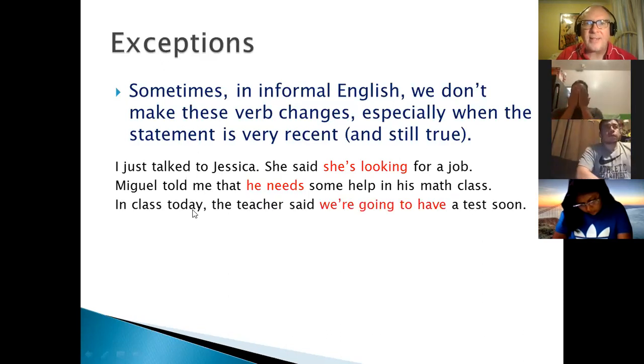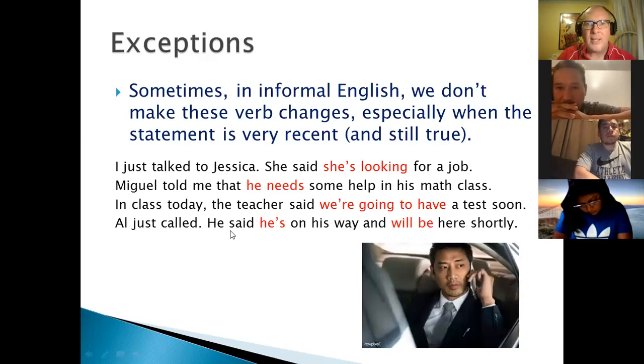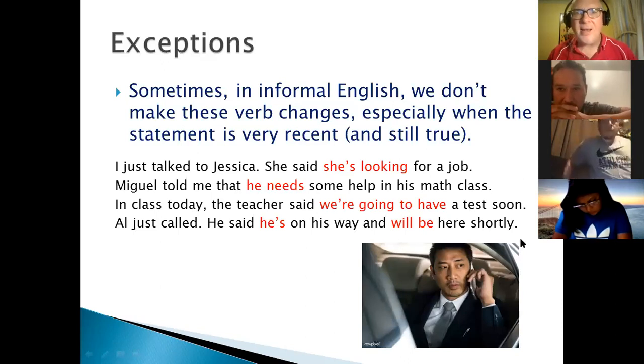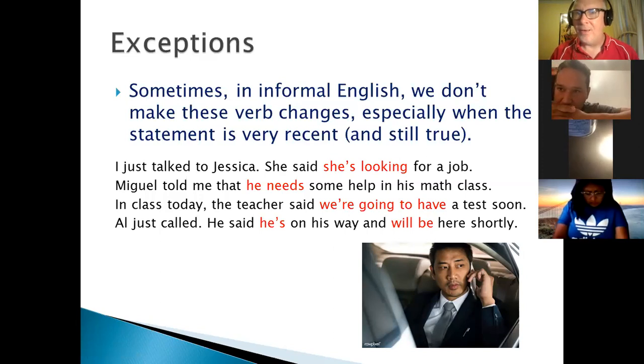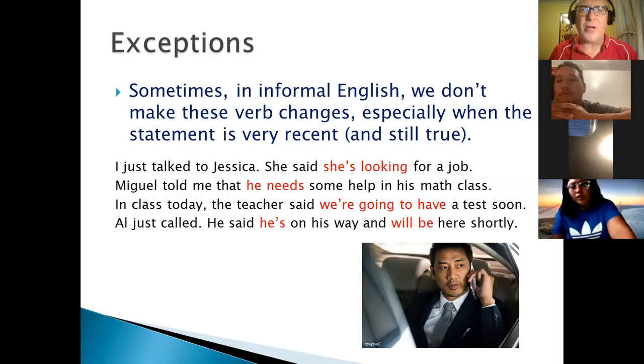In class today, the teacher said we're going to have a test soon, right? Simple future, right? No change necessary. Al just called. He said he's on his way and will be here shortly. Again, no changes are necessary. And if you look in your book in chapter 3, this is what they're describing, what we call the informal reported speech. The formal reported speech is in the next book, which we're going to look at tonight.